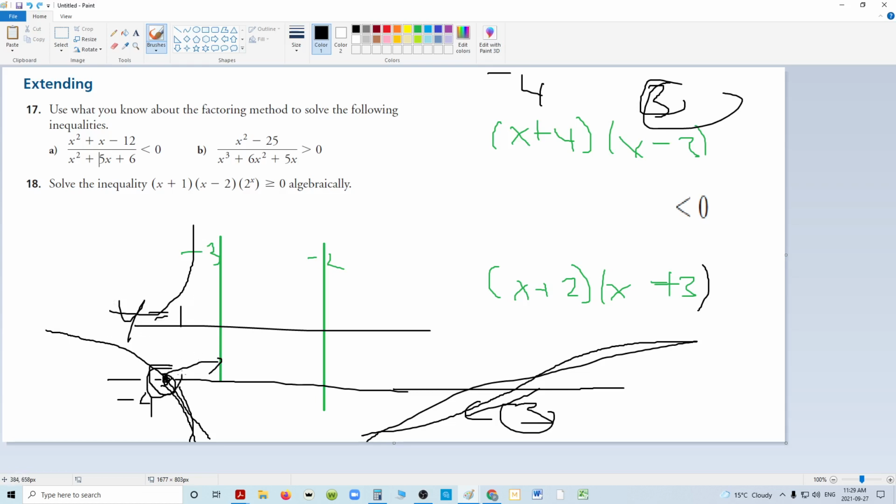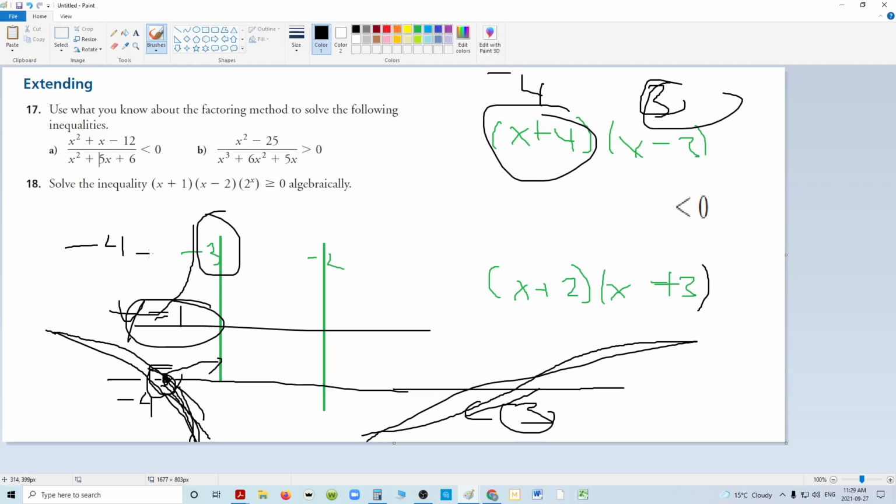And since I found out on the left, one of the x-intercepts is to the left of one of the vertical asymptotes, that means the graph has to be below this y is equal to 1. So I know between minus 4 and minus 3, the graph goes below 0.